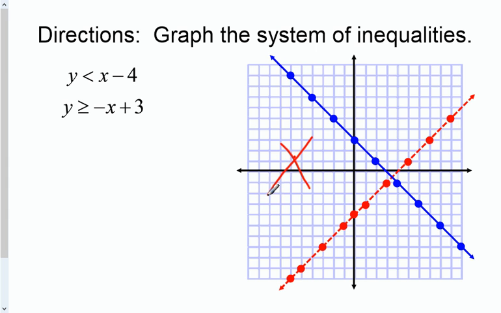Let's check 10, 10 up in the top. So put 10 here, 10 here. 10 is less than 6. Again, that is very not true. So not up there. Let's check 10, 0 over at the right.